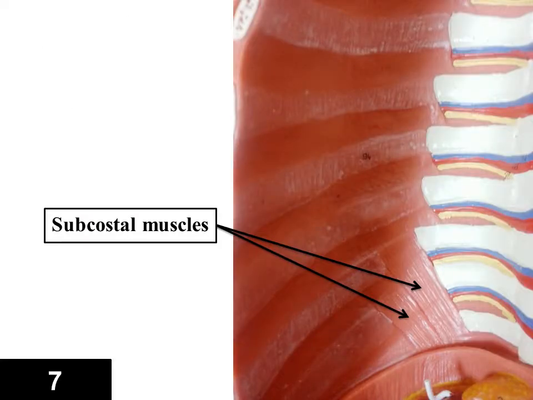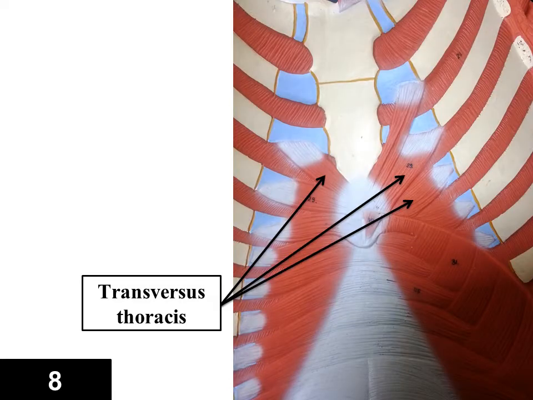In this diagram, you can see the subcostal muscle, these two slips from subcostal muscle. And we said subcostal muscles are well developed in the lower part of the thoracic cavity. Here, transverse thoracis, you can see it is from about 6 slips. You can see it from the posterior surface of the lower part of the sternum and passes to the costal cartilage from 2nd to the 6th.